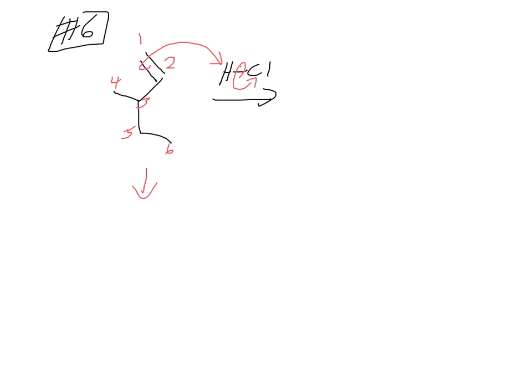First step, we broke the pi bond. And where's the plus charge going to be? Where should we put the plus charge? Why do we want to put it on carbon 2, not carbon 1? Secondary versus primary carbocation, right?